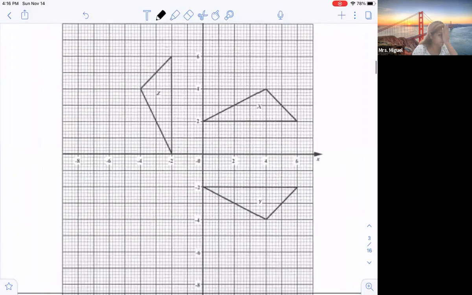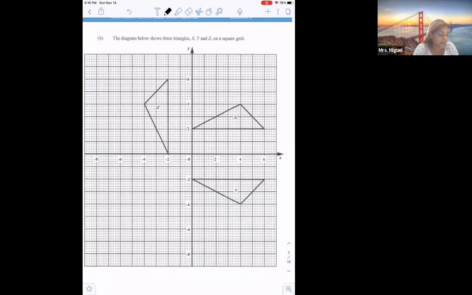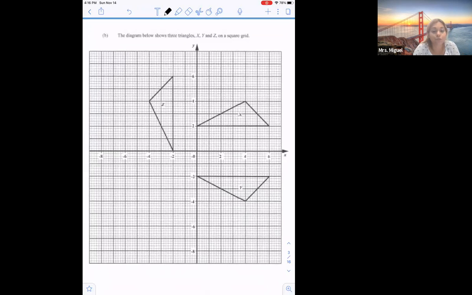Okay, so this one says, the diagram below shows 3 triangles, X, Y, and Z. Triangle X is mapped onto triangle Y by reflection. State the equation of the mirror line.